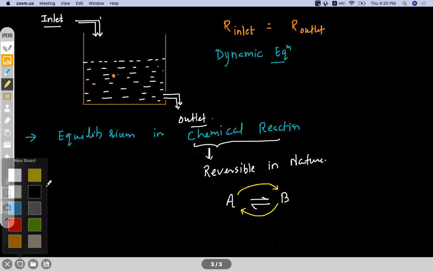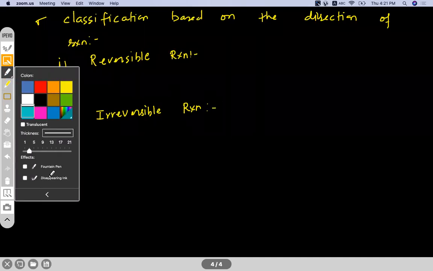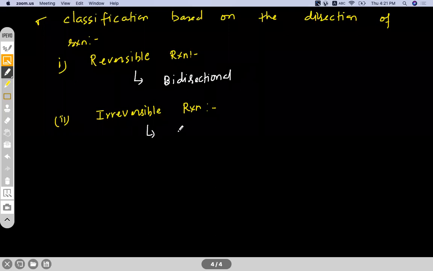So if you talk about the classification of reactions, one of the classifications is based on the direction of the reaction. See this. Classification based on the direction of reaction. Two types of reaction we have here: reversible and irreversible. Like I said, reversible reactions are those in which the reaction proceeds in both directions, so it is bidirectional in nature. And this one is monodirectional.